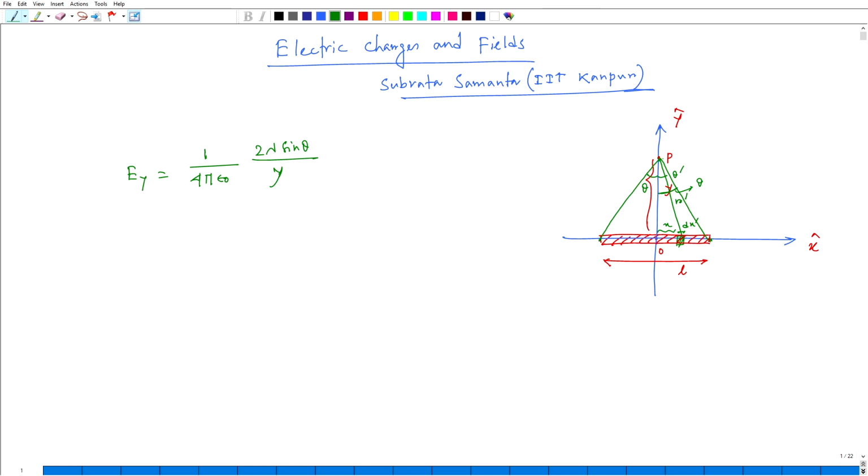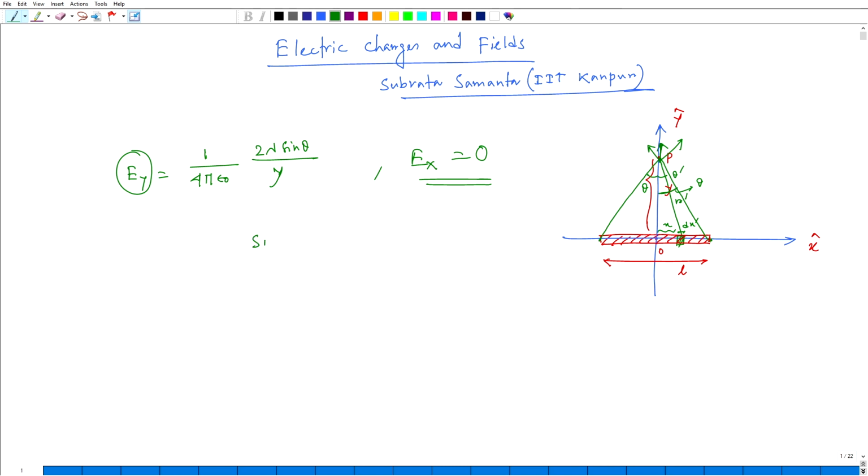So only the y components are non-zero, and the x components cancel each other. The net electric field in the y direction is non-zero and E x becomes 0. The net electric field in the x direction vanishes. Now we put in the sin theta value.